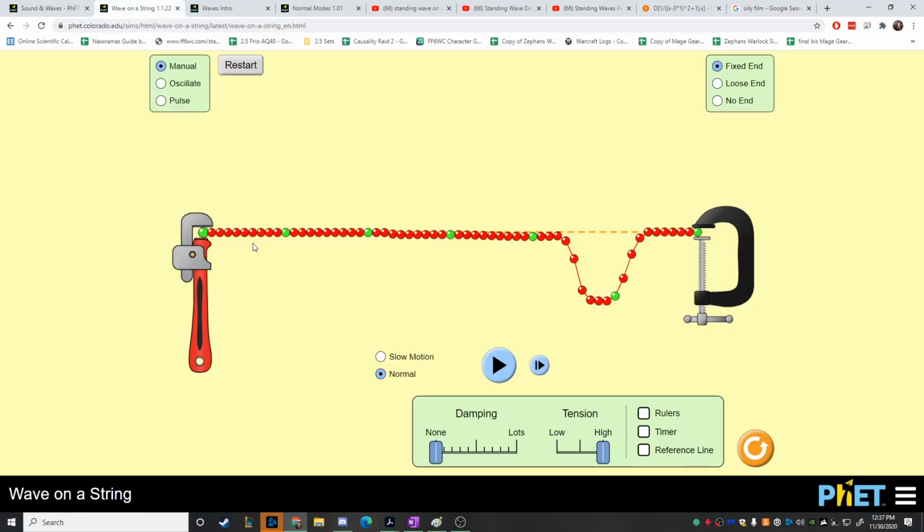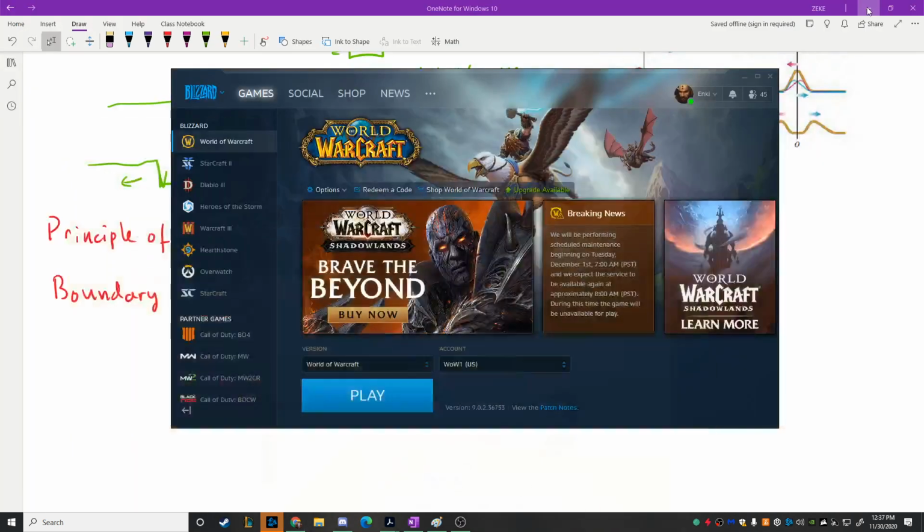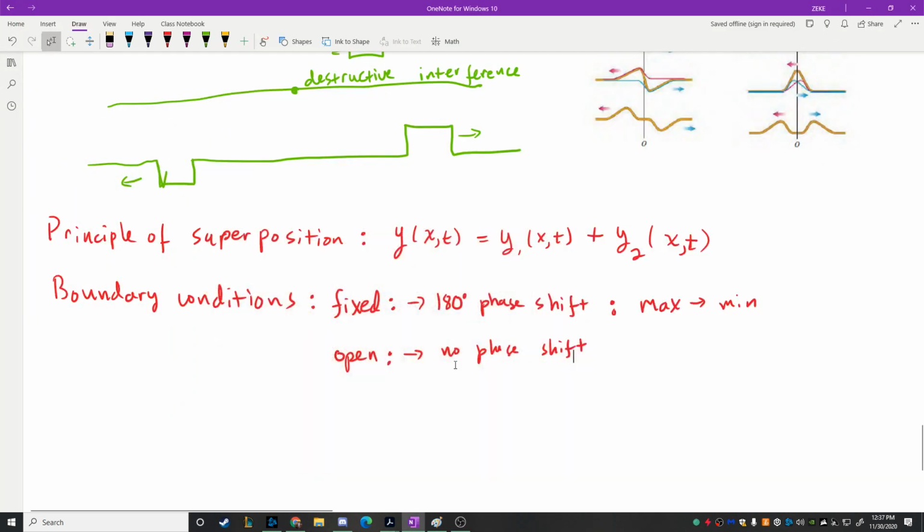That these features of waves that we learn about apply to all waves. Light waves, sound waves, everything. They apply to all of them. And so understanding how these waves work is definitely really, really helpful. Boundary conditions. So fixed, 180 degree phase shift; open, no phase shift, right? Okay.